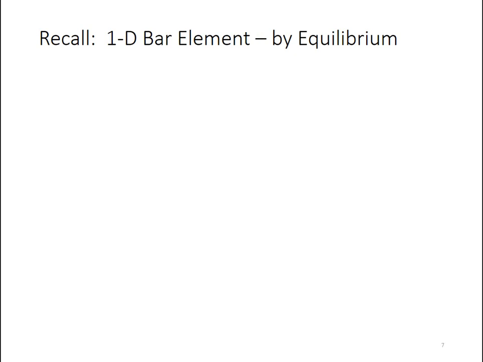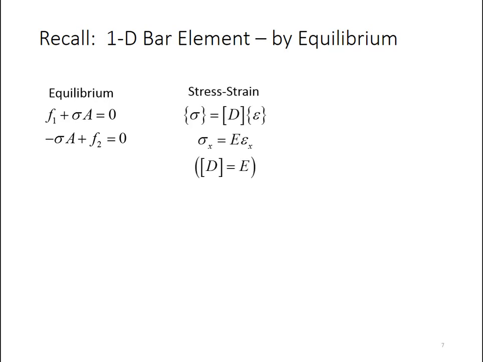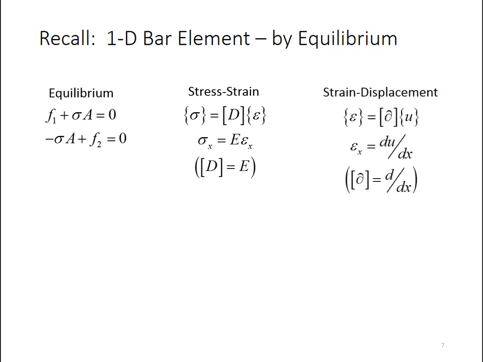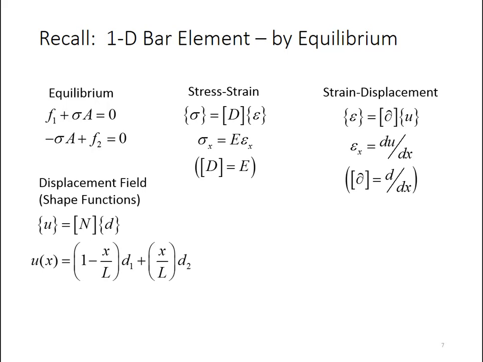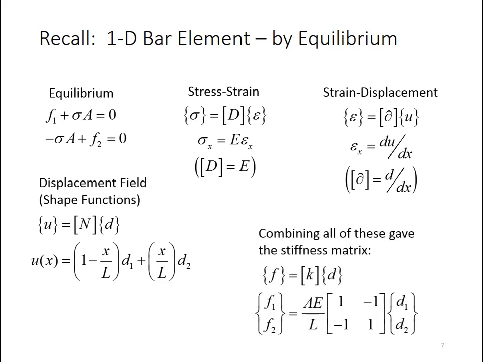Let's do a quick review for the 1D bar element, looking at its equilibrium derivation. So we had two equilibrium equations looking at two halves of the bar elements. Then we applied stress-strain relationships and strain displacement relationships in order to rewrite the equilibrium equations. And then lastly, we used the displacement field assumption, which is where our shape functions came in. Putting all of those together allowed us to convert the two equilibrium equations into a system of equations that look at forces and nodal displacements. And then that gave us a stiffness matrix, AE over L times 1, negative 1, negative 1, 1.